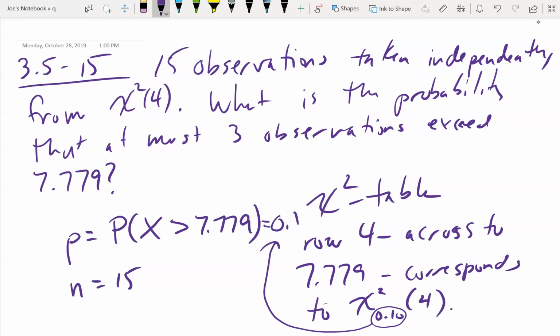Equals 95. If you read across row 4, the values in the table are 0.297, 0.484, 7.779, 9.488, if I read that correctly, and so on. So this was the value at the top.